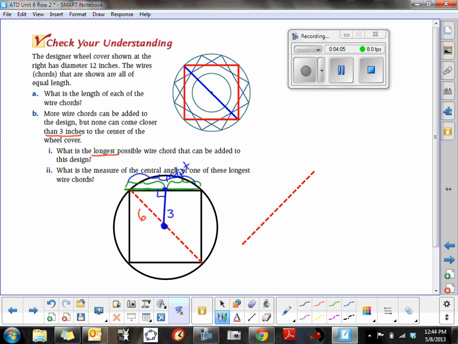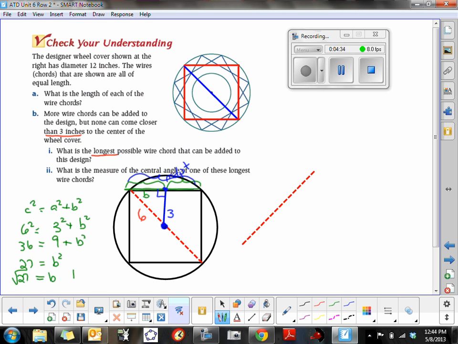So if we apply our Pythagorean theorem this time, C squared equals A squared plus B squared. This time I'm going to call this B, since that's not the hypotenuse. So the hypotenuse is 6. We square it, and it equals our 3 squared plus our B squared. So 36 is equal to 9 plus B squared, which means 36 minus 9 is 27 equals B squared. And that means B is the square root of 27.